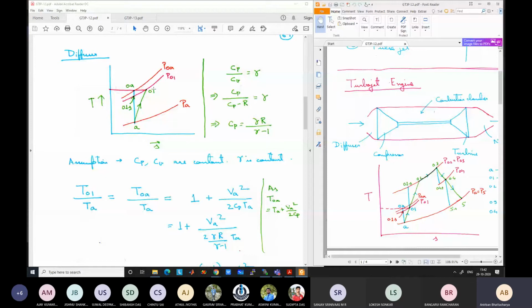And as you can see here, if you draw the constant pressure line through T01, this P01 is lower than P0A, the constant pressure line through T0A. So the pressure is reduced in this process. From P0A to P01, the stagnation pressure is reduced. Static pressure increases, stagnation pressure is reduced due to frictional losses. So ideally we should have obtained P0A pressure, but in real life we are just obtaining P01 pressure.